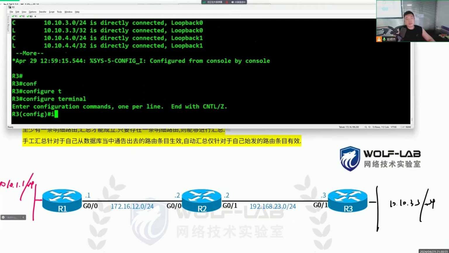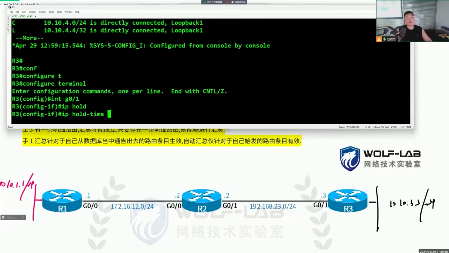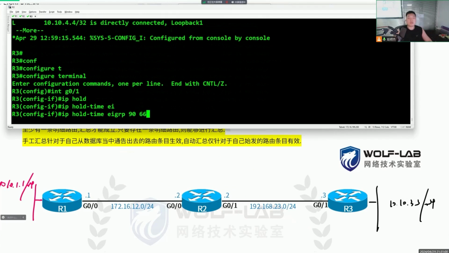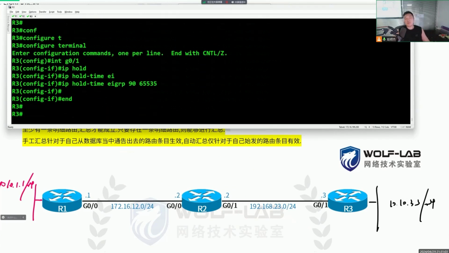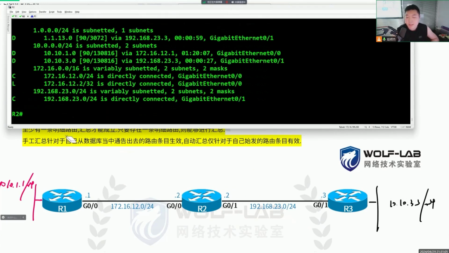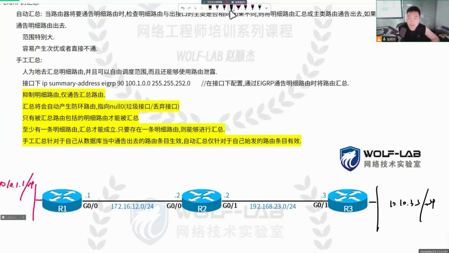Apply such an EIGRP filter list, calling it on R2's 0/1 interface. After the call is made, classmates, let's input it and see what happens in a while.